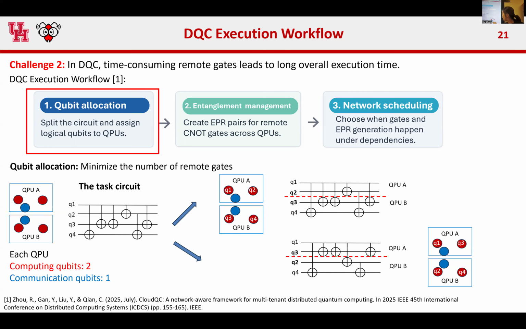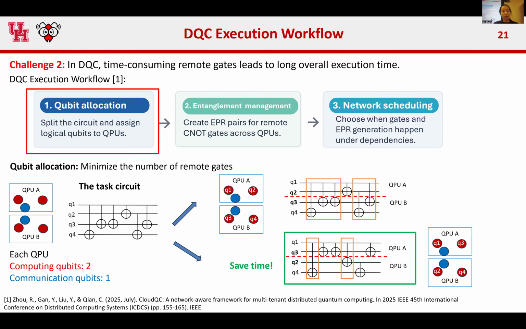And for the second allocation way, allocate Q1, Q3 to QPU A and Q2, Q4 to QPU B. It's the same circuit, but we can find that they are different. For the first allocation way, we will have 5 remote gates, but for the second allocation way, we have 2 remote gates. As we mentioned, remote gates are time consuming, so we will always choose the second allocation way because it saves time.